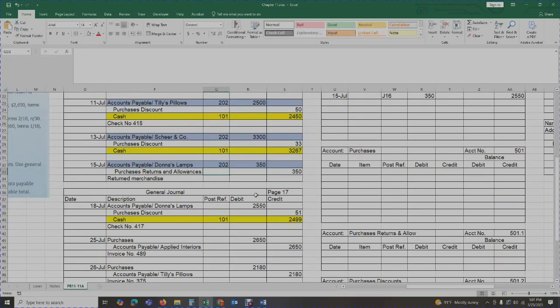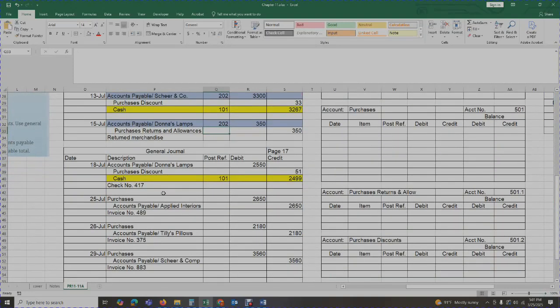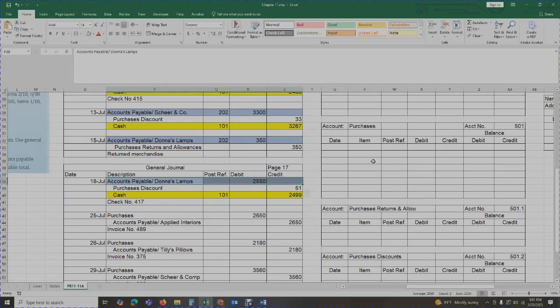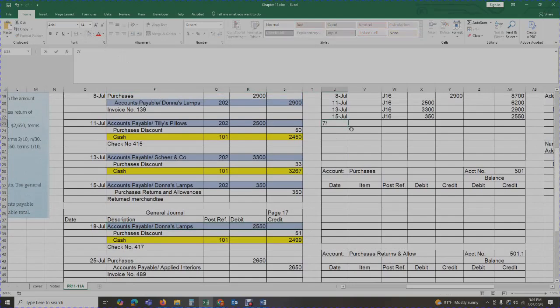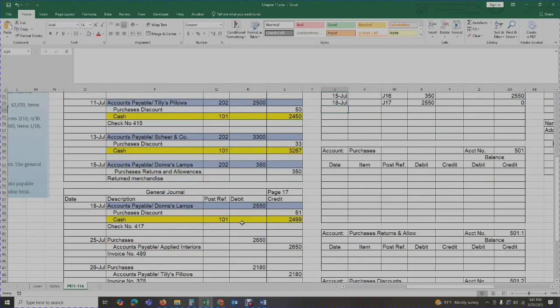Now we're going to move on to page 17 of the journal. I've got an accounts payable for $2,550 on July the 18th. This is journal 17 and I have a debit of $2,550. So at this point, $2,550 credit minus $2,550 debit takes my account to a zero balance. At this point in time, I don't owe any money. I've paid off everything that I owe. Very good. We go back and put the 202.